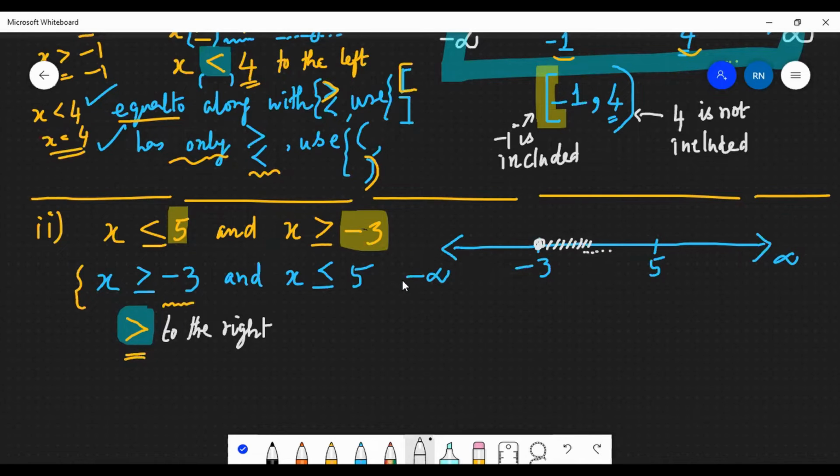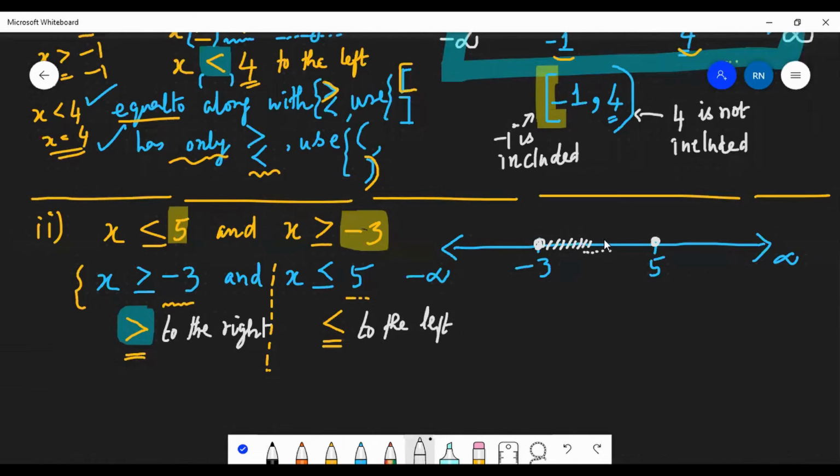But where should I stop? It is mentioned in the second statement. What is the second statement? Look at the inequality: less than also, equal to also present. That means I can include the 5, so let me put a dot. And I have to strictly stay to the left of it, since less than implies to the left.